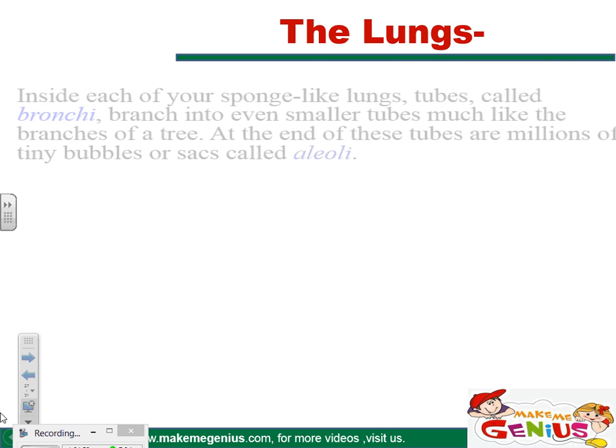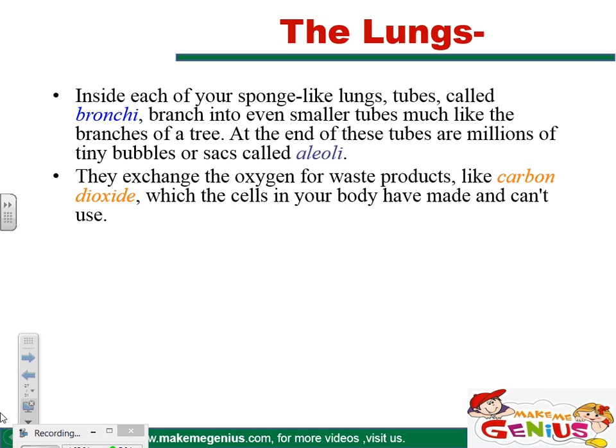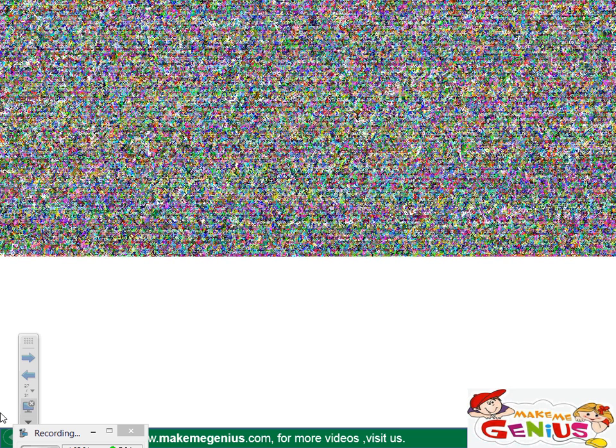The lungs. Your lungs are like a sponge on the inside. And it has all of these things that help make it work. It exchanges oxygen and carbon dioxide. We breathe in the oxygen, we get rid of the carbon dioxide. That's the waste.